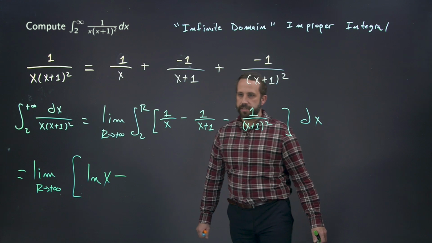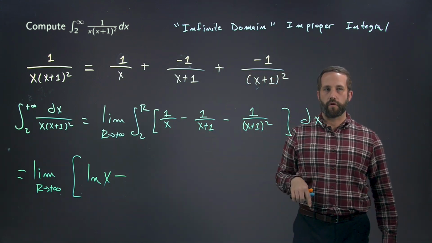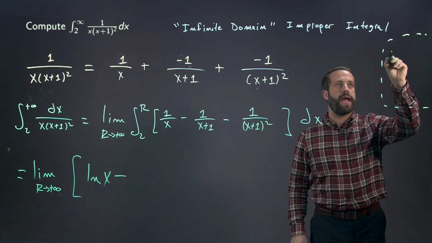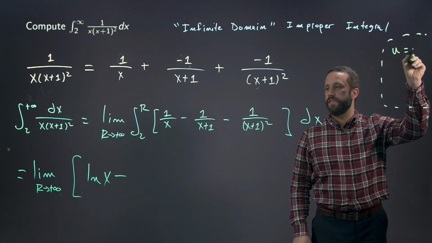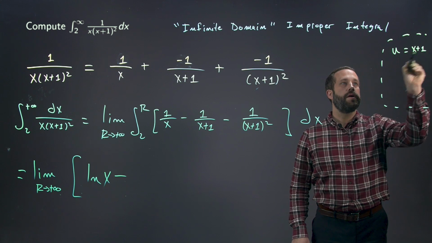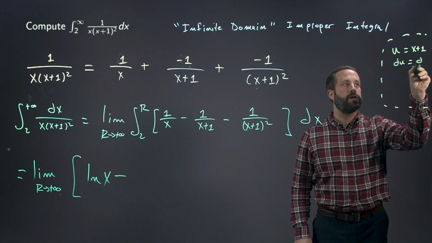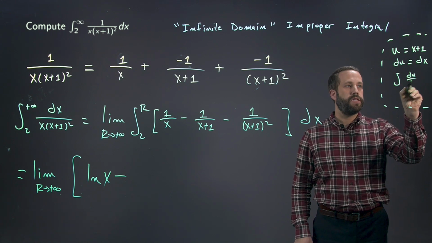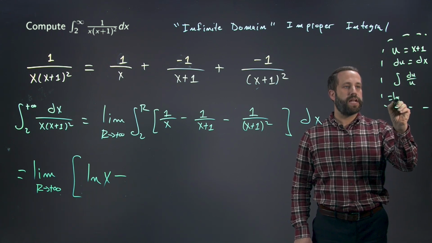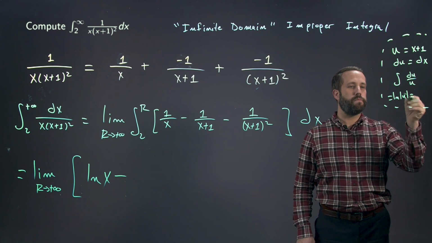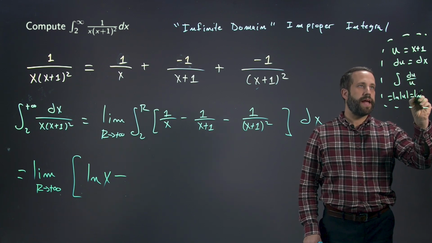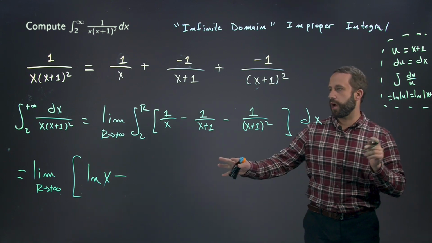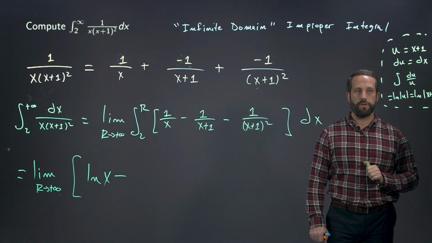Okay, so let's think about the antiderivative of 1 over x plus 1. Let's do a little scratch work over here. So I could think about saying, u is equal to x plus 1, then du is equal to dx, and then the integral would become du over u, which is the natural log of the absolute value of u plus c, and this is going to be the natural log of the absolute value of x plus 1 plus c, but we don't care about the plus c when doing a definite integral.